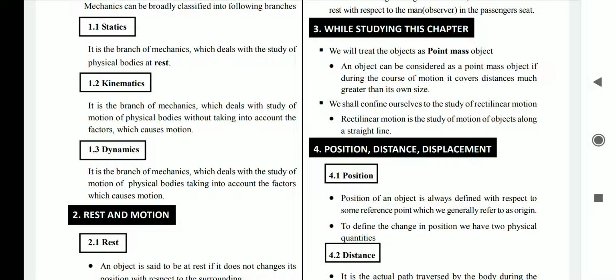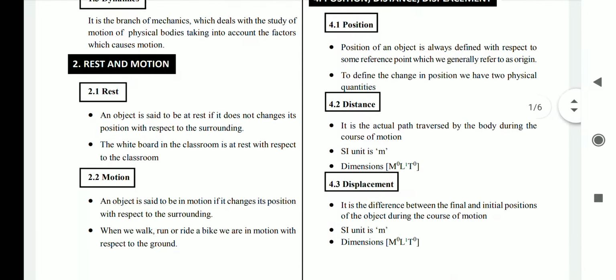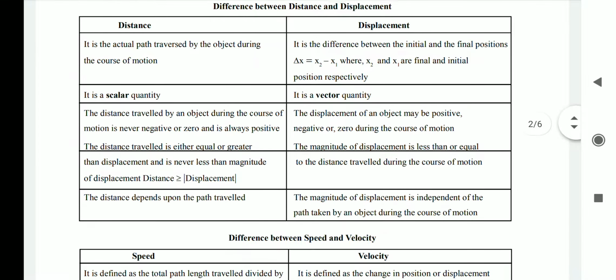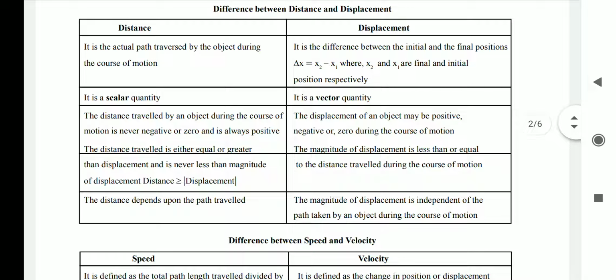And the two terms related to this are distance and displacement. Distance is the total path covered by the body, and displacement is the shortest path covered by the body. Now, let's differentiate between distance and displacement, which you have already studied in your 9th standard, and let's recapitulate it.